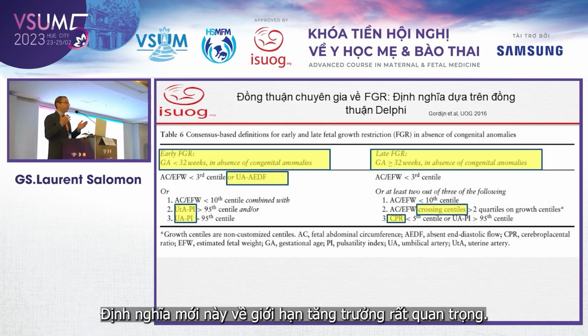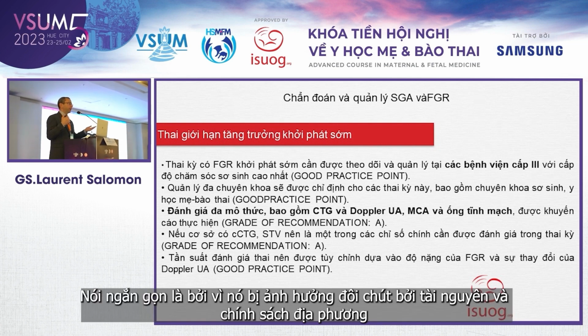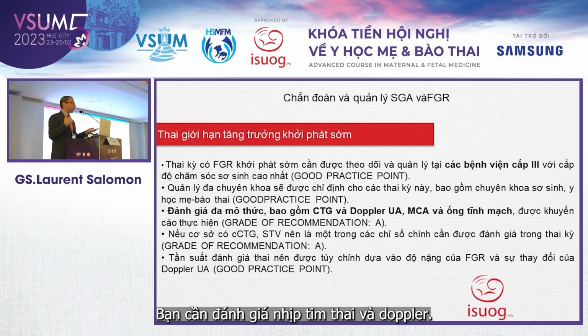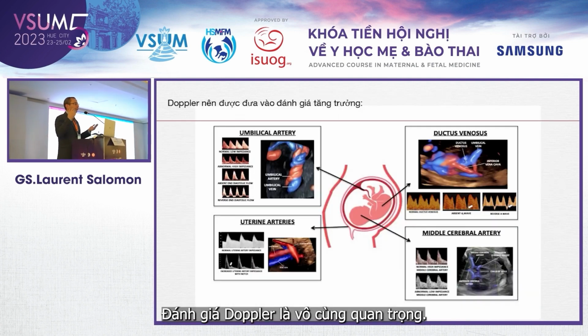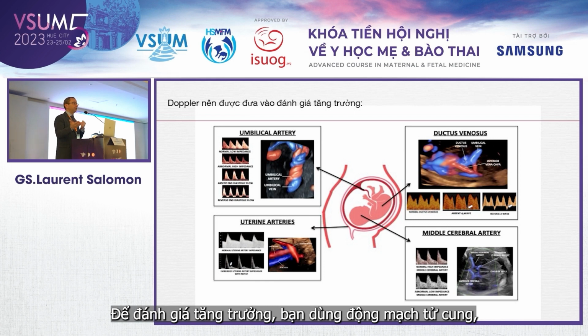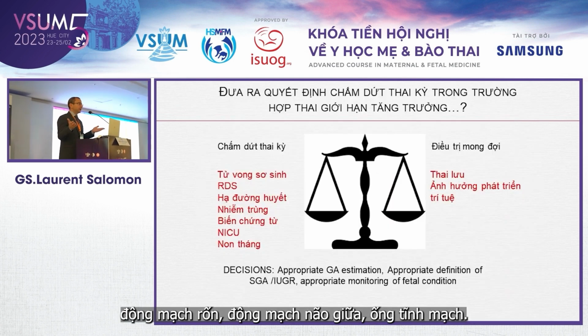It's extremely important. How will you manage early growth restriction? Very briefly, because it can depend a little bit on local resources and local policies, you will need to use monitoring of the fetal heart rate and Doppler assessment. Doppler assessment is extremely important to assess the fetal well-being. You will use uterine artery, umbilical artery, middle cerebral artery, and ductus venosus.